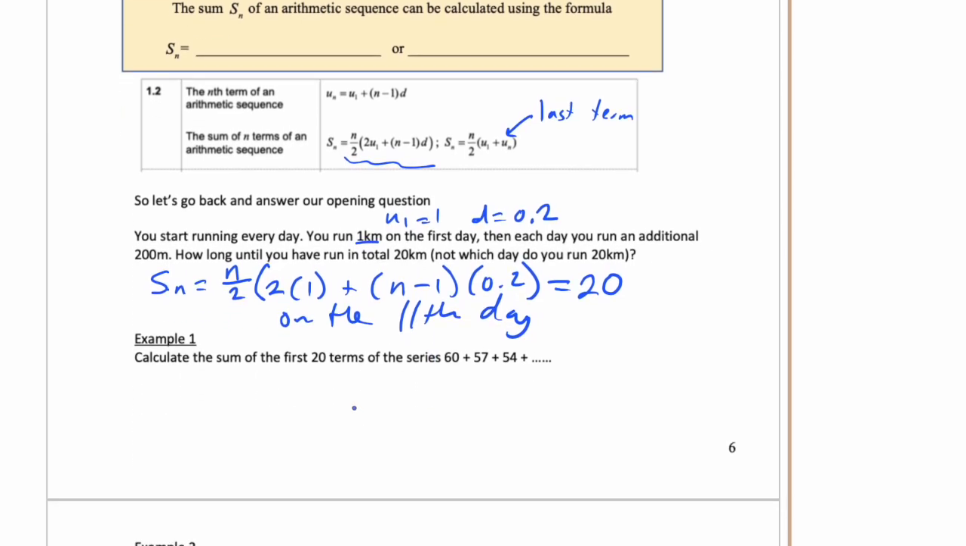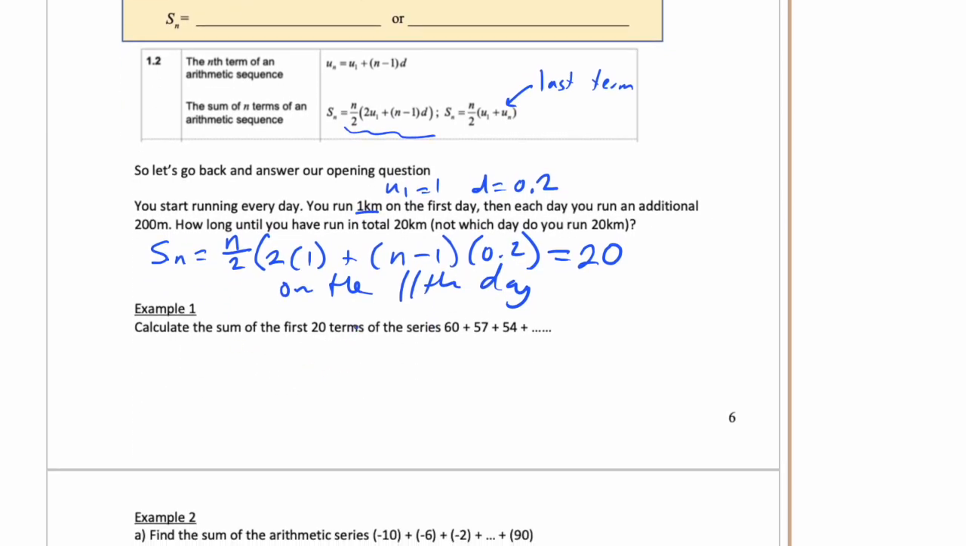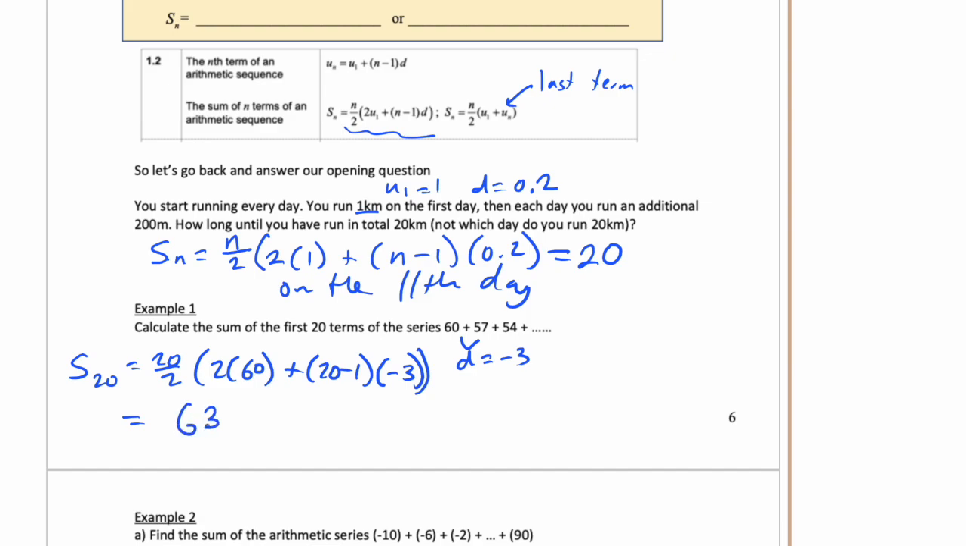Next, let's look at this example here. Calculate the sum of the first 20 terms of this series. Well, the d is going down by 3, so it's negative 3. And we can just use the formula. S20 equals 20 over 2 times the first term plus the number of terms minus 1 times the common difference, which is negative 3. Okay, and that will give you 630 when you add all these numbers together.